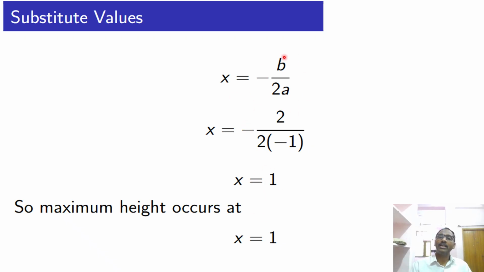So already we identified the coefficients. So we have written b value, a value. 2 into 1 is 2. 2 into minus 1 is minus 2. So minus 2 by minus 2, that means minus 2 by minus 2 gives 1. So maximum height occurs at x equal to 1.